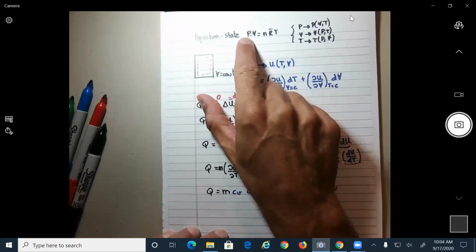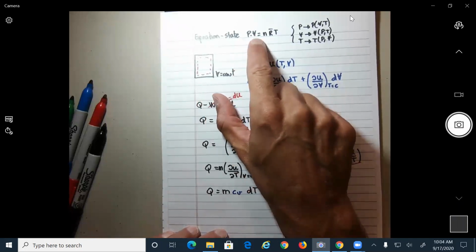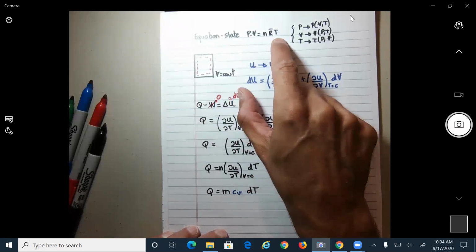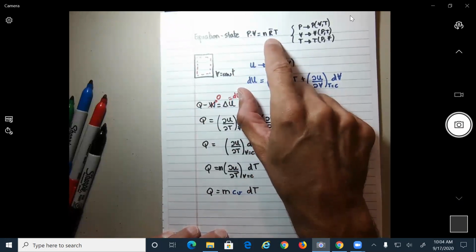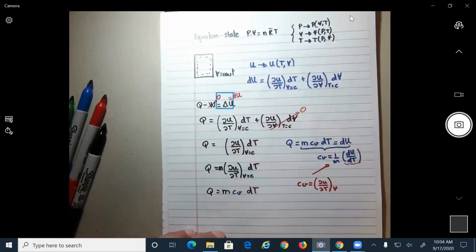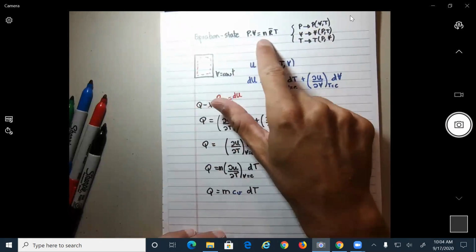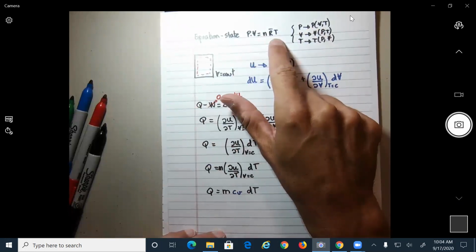We have pressure is a property, volume is a property, T is a property, no? Let's say N and R could be constant. So basically here, we have a function, which is in function of how many variables? 3. P, V, and T, correct?